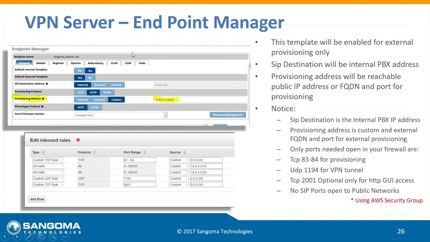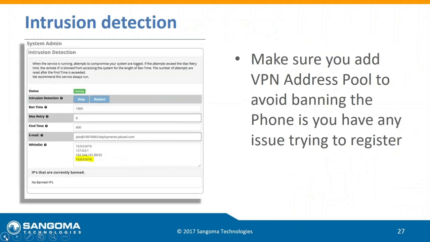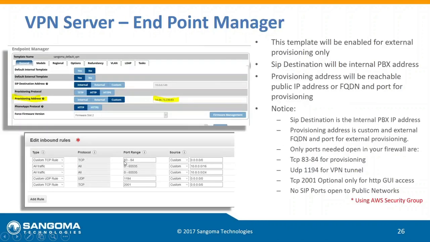And the other thing is the question that was asked before, which ports I need to open on the firewall. Basically, TCP 83 to 84 for provisioning, and port 1194 UDP, which is going to be the termination tunnel port. Anything else is just optional.